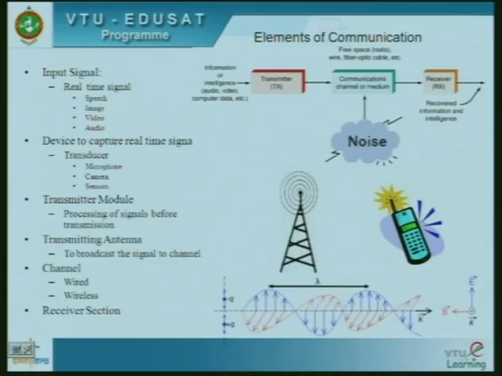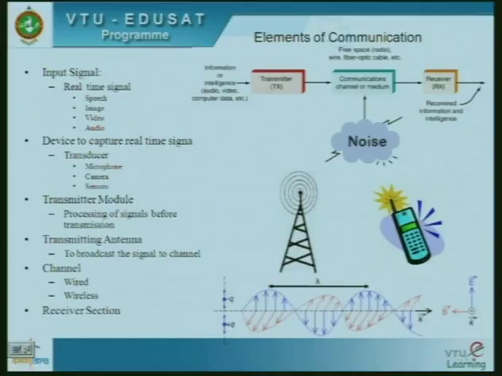Now let us understand what the elements of communication are. So let me read it out once again. The input signal is a real time signal. It could be speech, image, video, or audio. These real time signals are being captured, and these capturing devices we call transducers, or sensors in particular, because all these physical quantities are converted to an electrical signal. The signal received from a sensor is then processed before transmission.